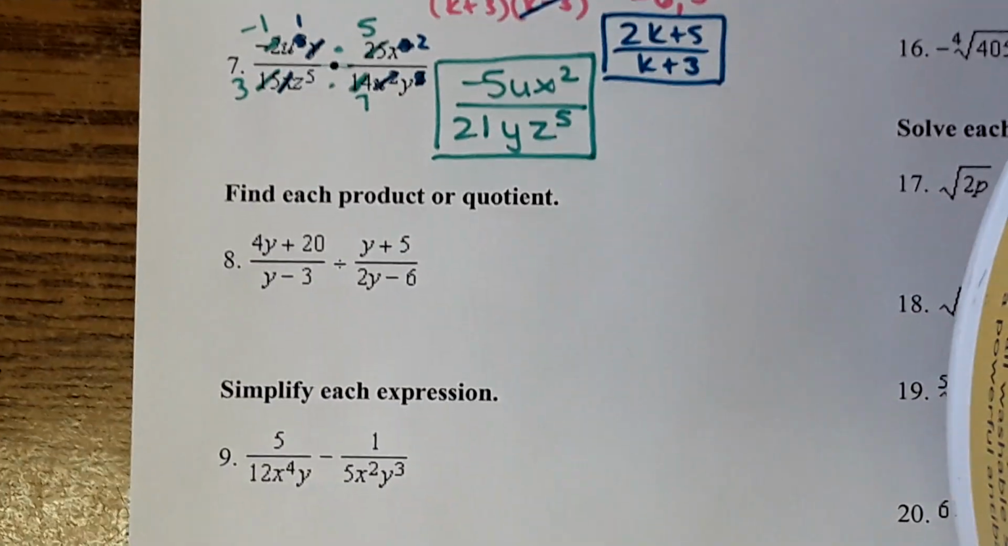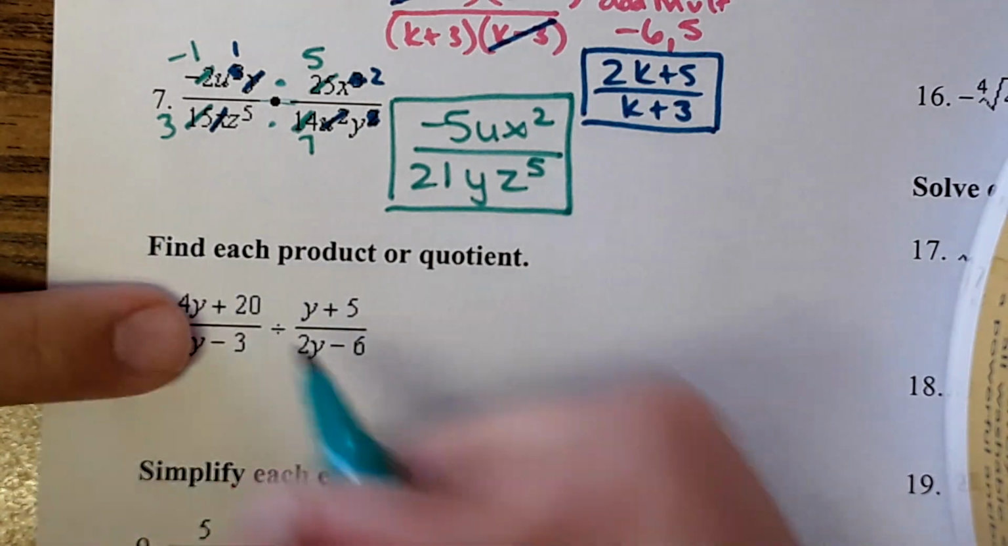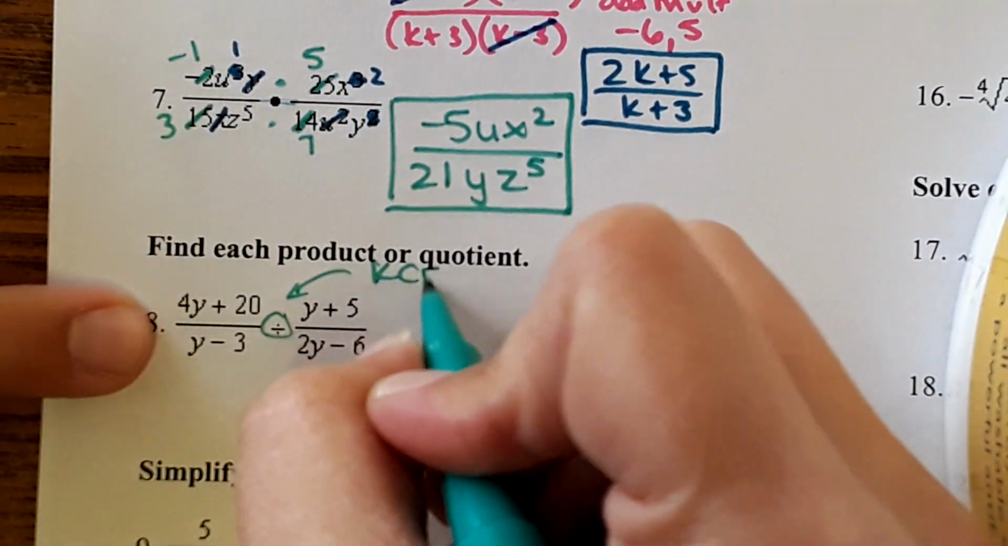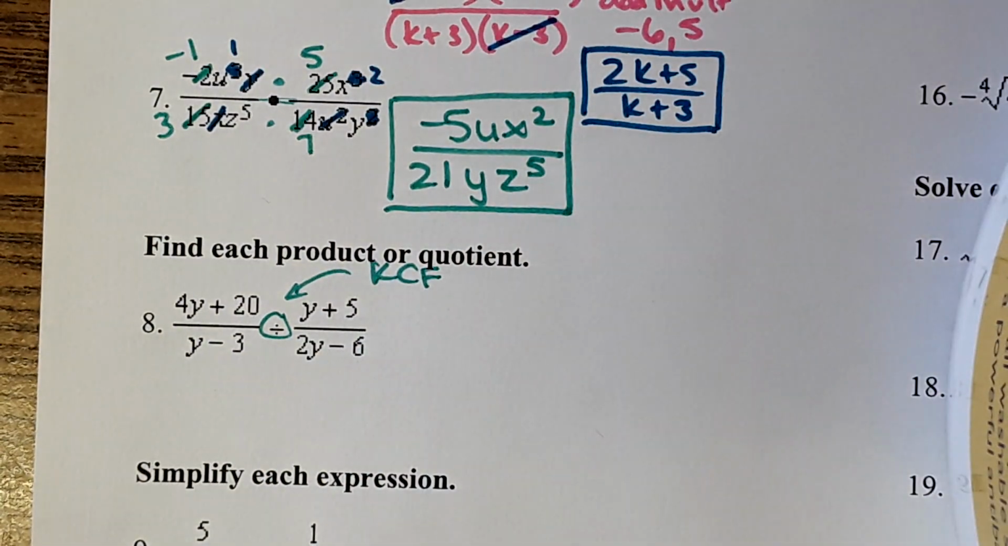Okay, next. This is very similar to the last one. The only difference is we have a division symbol. And when you have the division symbol, you need to use keep, change, flip. So we're going to keep the first fraction, change the sign, flip the second fraction.